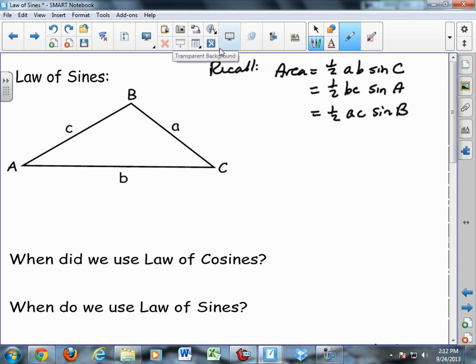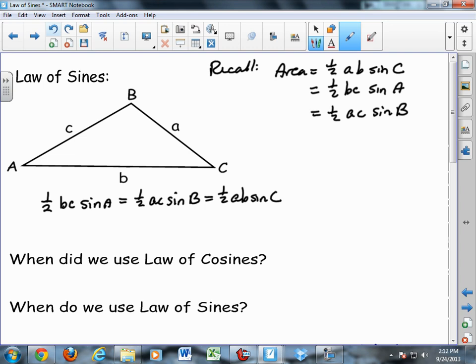So I'm going to write them in a certain order, with the angles in order alphabetically. 1/2 BC sine of A is equal to 1/2 AC sine of B is equal to 1/2 AB sine of C.